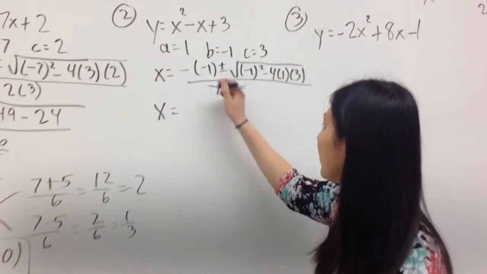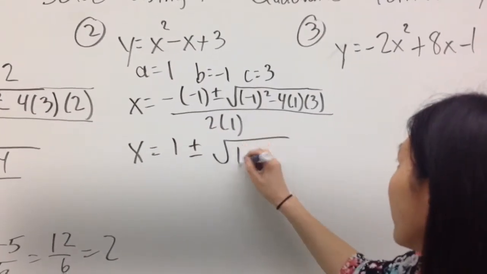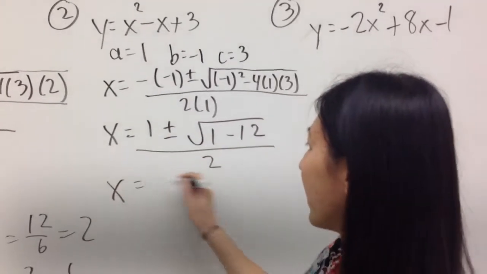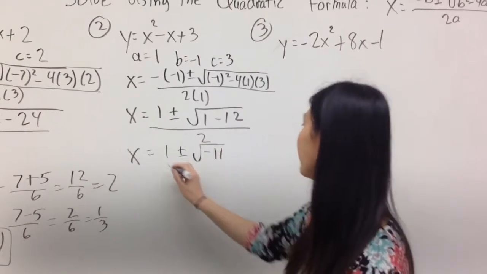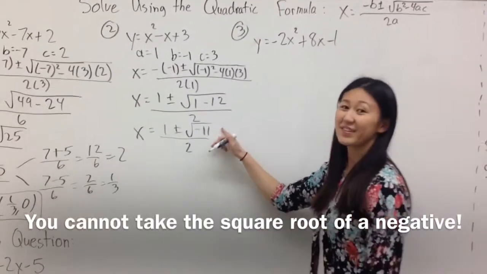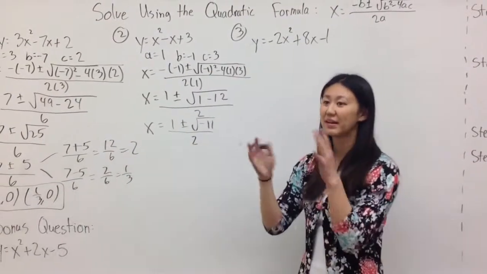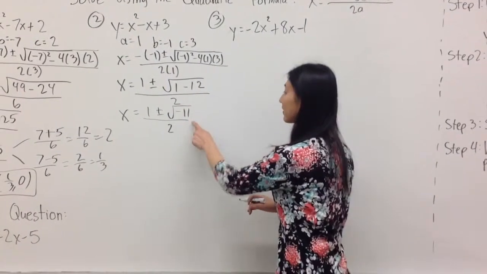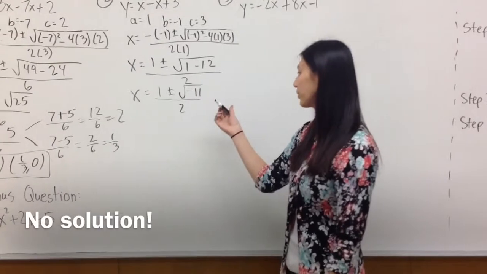Again, I have negative times a negative is a positive 1 plus or minus square root of 1 minus 12 all over 2, and I keep simplifying. 1 plus or minus square root of negative 11, that's 1 minus 12, all over 2. Right now, we cannot take the square root of a negative number. It's just not possible, right? Because any number times itself will never equal a negative number. So because of this, this is going to be no solution because this cannot be done. We cannot take the square root of a negative number.